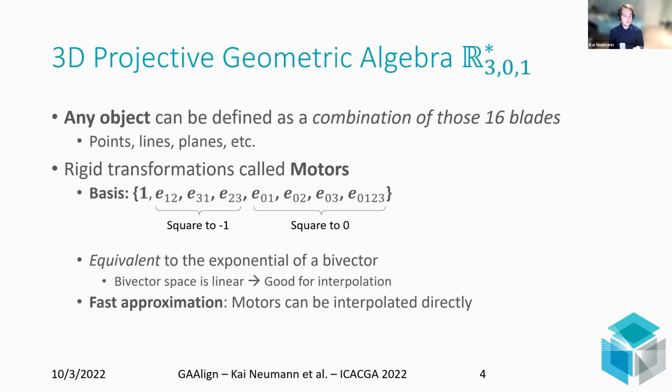Motors are equivalent to the exponential of a bivector, as Leo Dorst showed earlier. The nice thing about bivectors is that the bivector space is linear, which is very good for interpolation. So if we want to linearly interpolate between 2 motors, we first have to take the logarithm, then we can interpolate in bivector space, and then we have to take the exponential again to get back into the motor space. That being said, a fast approximation, which works quite nicely in practice, is that we can directly interpolate motors. We just treat them as 16-dimensional vectors and interpolate between these.